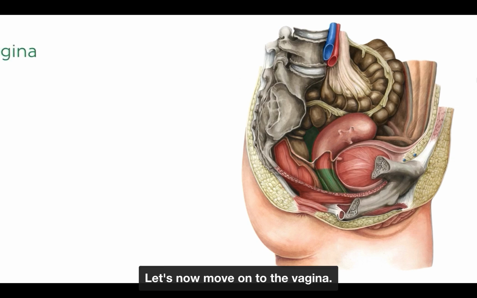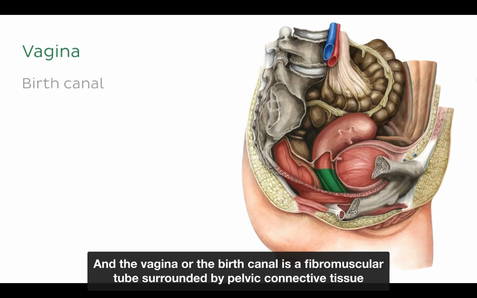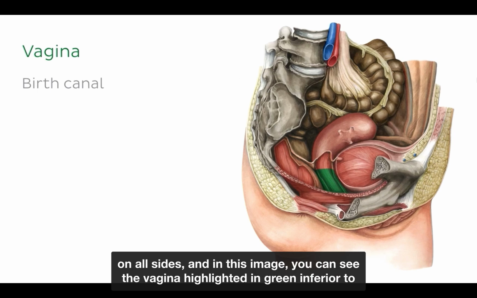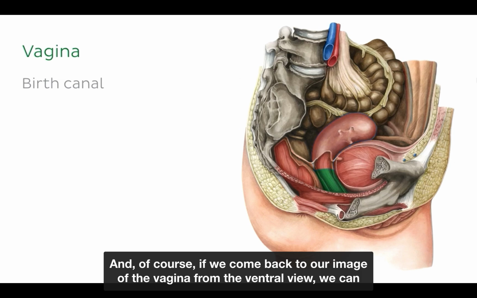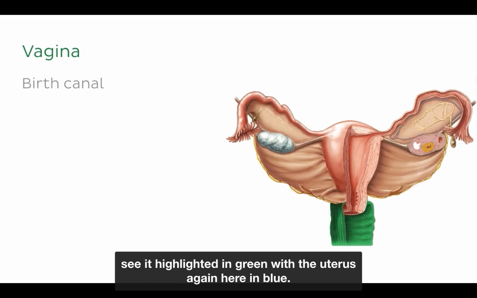Let's now move on to the vagina, and the vagina, or the birth canal, is a fibromuscular tube surrounded by pelvic connective tissue on all sides. And in this image you can see the vagina highlighted in green inferior to the uterus, which if you recall in this structure is just here in blue. And of course if we come back to our image of the vagina from the ventral view, we can see it highlighted in green with the uterus again here in blue.